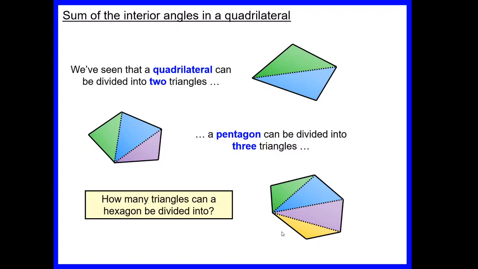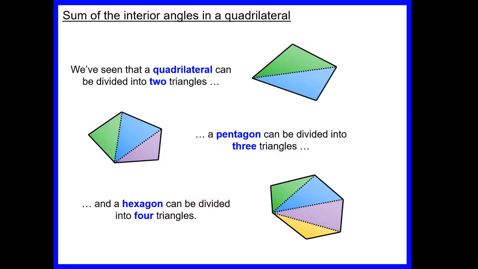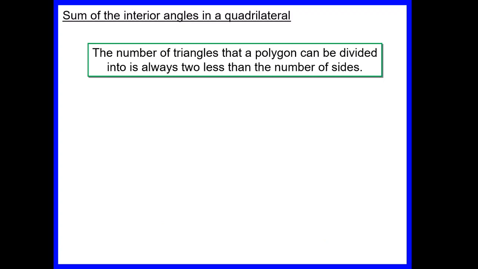So remember in maths we're always looking for patterns. How do these numbers relate to each other? Well, the number of triangles that a polygon can be divided into is always 2 less than the number of sides. Remember, anything you see in a green box is worth noting in your maths book because it means it's a key part of the work that we need to remember for later.